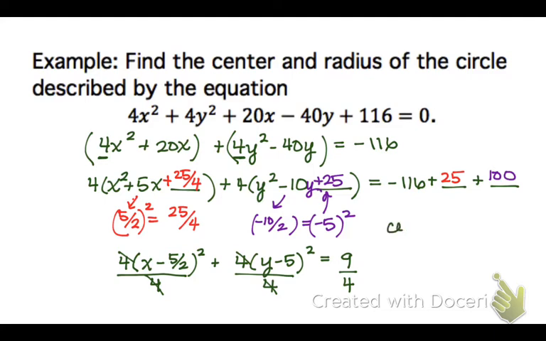So the center is going to be at 5 halves and 5. The radius is going to be the square root of 9 over 4. Both of those are perfect squares. So the radius is going to be 3 over 2.